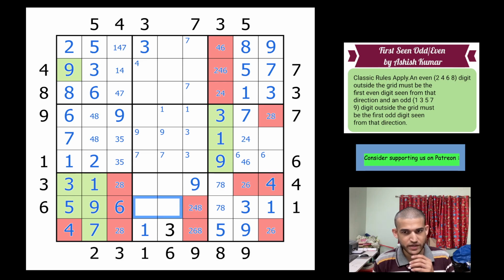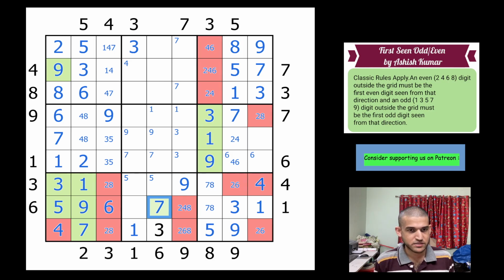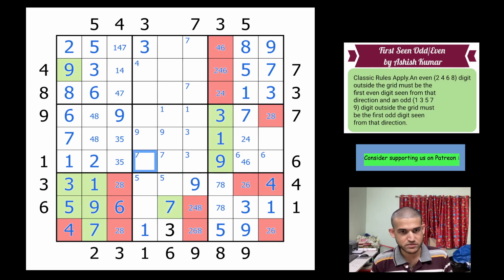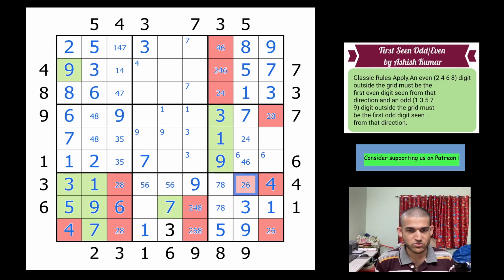And 5 isn't here, so 5 is here. 6 is not here, which means this is odd digit. Let's put a green there, and it is not 1, 3, 5, and 9, so that's a 7. Okay, that's interesting. 7 is now forced into this cell. Okay, 5, 6 pair. 6 has to be here, right? You can't have 6 here. And which means this is a 2 now.